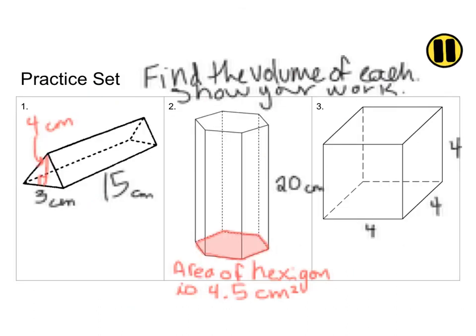Okay, now I want you to try a few. So we have our practice set. We've got a triangular prism, a hexagonal prism, and a cube. Find the volume of each one. Show all of your work.